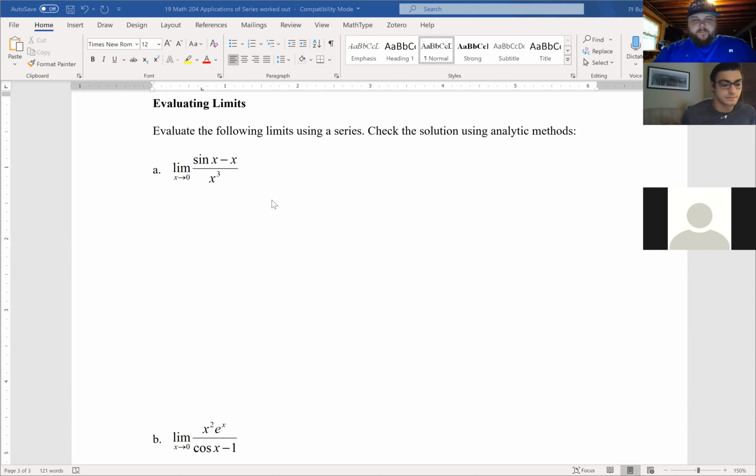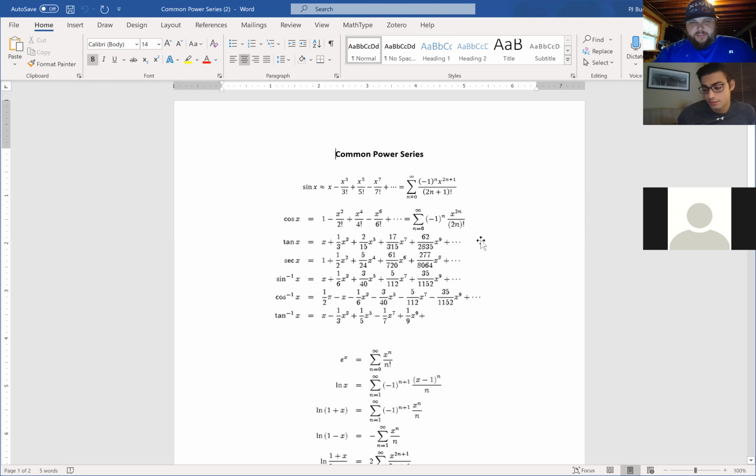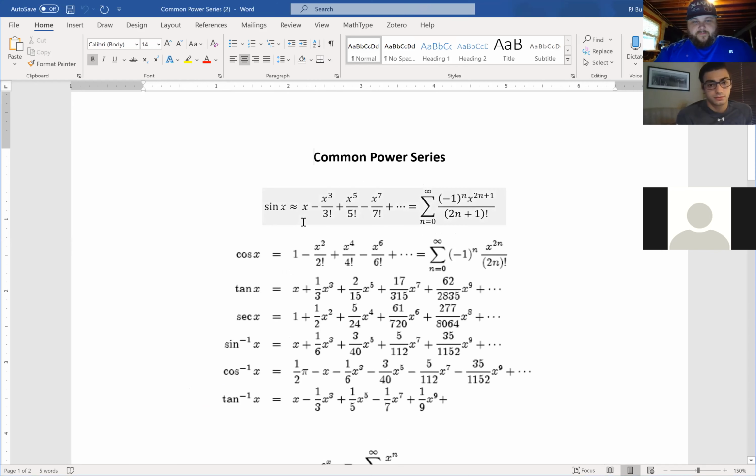So again, the general rule of thumb is any kind of transcendental function is what you will plug in for. So x cubed and x here, we can just leave alone. We need to replace the sine of x. So to do that, we need to go to our power series sheet, which is right here. And the very top one is sine of x. So it gives you the closed form and it gives you the first couple terms. I'm going to take these first four terms for my limit.